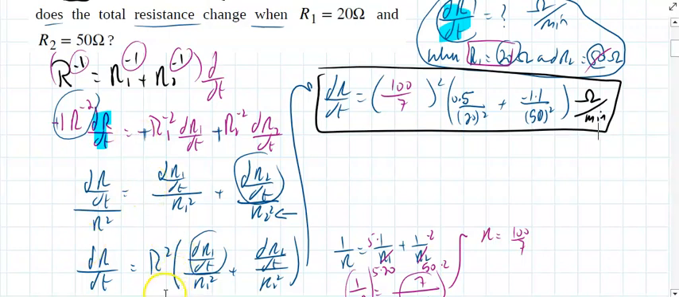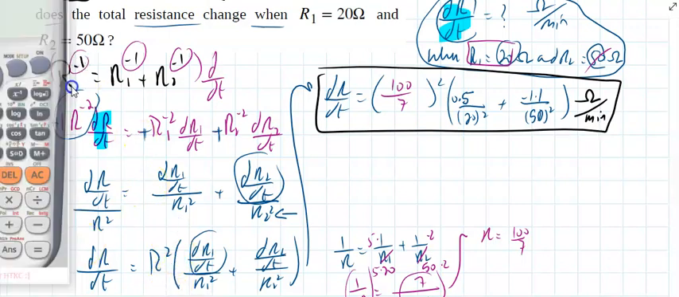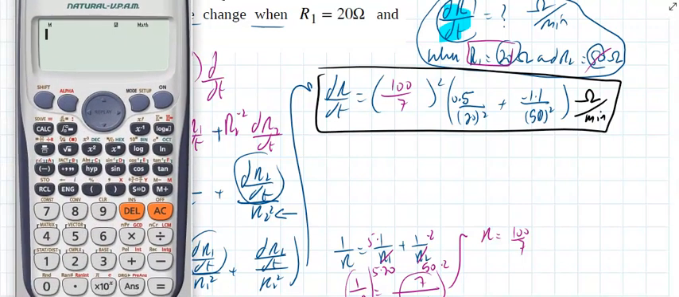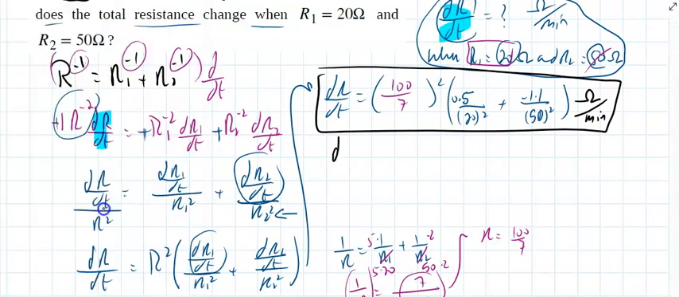Now, I could plug all of this in my calculator in one shot. Not an issue. Here we go. I could say take 100 divided by 7 and square it. Multiply that by 0.5 divided by 20 squared, which is 400, or just put 20 squared, whatever you like, minus 1.1 divided by 50 squared. Again, you could put the value 2500 or simply 50 squared as you see it. Close parentheses, and my calculator says it's 81 divided by 490.